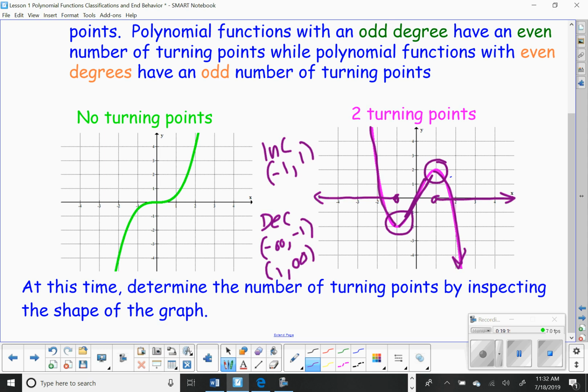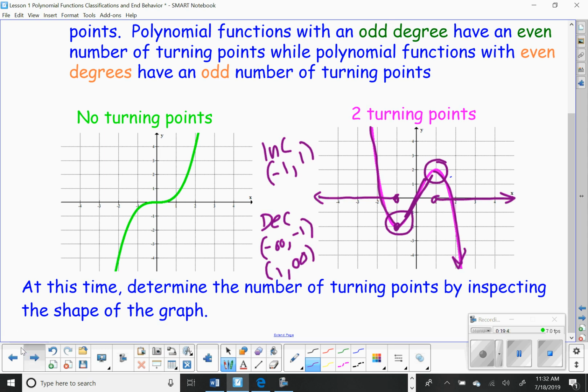Now, why do we just use parentheses and we don't use the brackets? Because at the turning point, it's ending. It's changing from decreasing to increasing, so it's not doing one or the other. Okay? So since it's the turning point and it's not increasing or decreasing at that point, it's changing directions. It stays as a parenthesis.